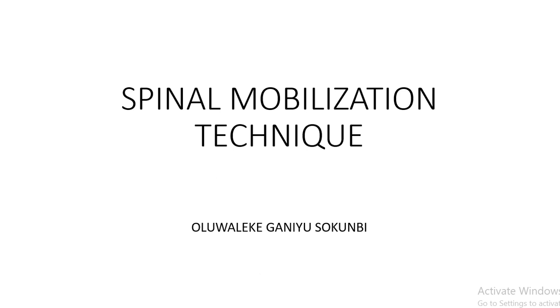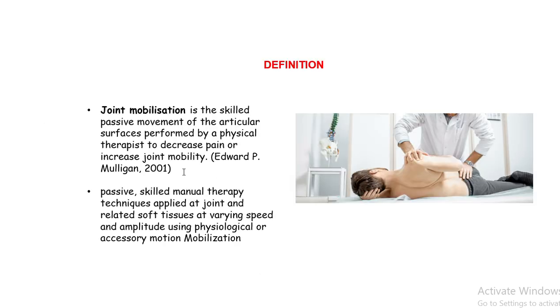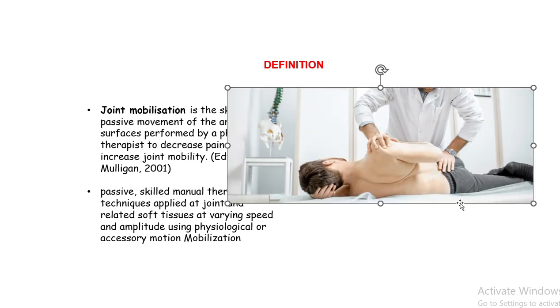All right, so here we talk about emphasizing the differences between mobilization and manipulation again. Mobilization is a skilled passive movement. It is passive movement because it is carried out by the hand of the therapist on the patient at varying speed and varying amplitude. The speed could be varied, the amplitude could be varied.